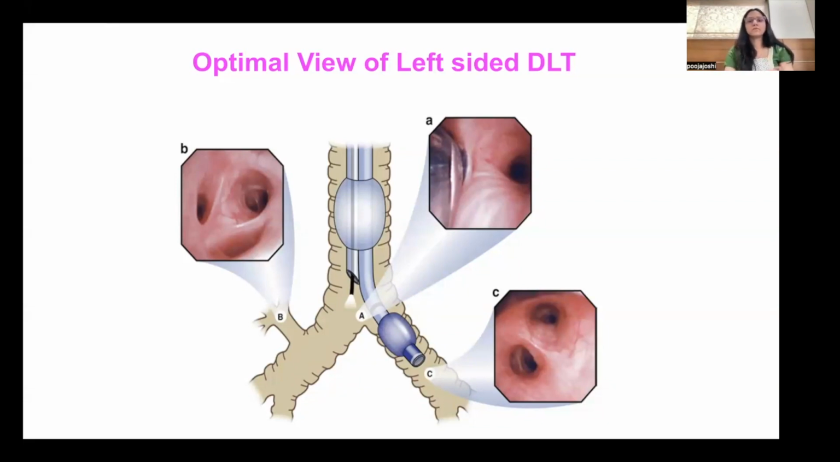When you pass the bronchoscope further onto the right upper lobe bronchus, you will see the image B that is showing a trifurcation of the right upper lobe bronchus. When you pass the bronchoscope through the bronchial lumen, you will get a view at 4 o'clock position, that is view C, and you will get a view, it is called the secondary carina, that is bifurcation of the left upper lobe and lower lobe bronchus.